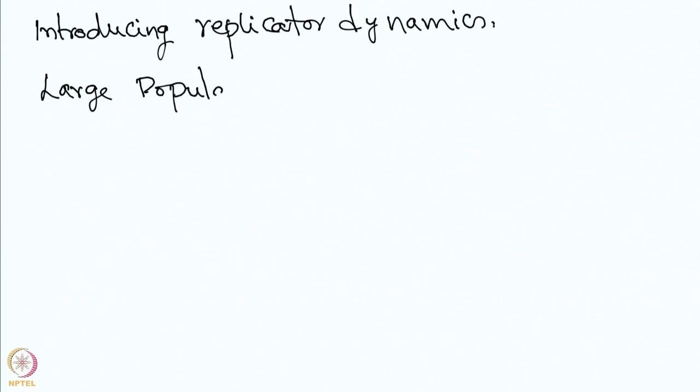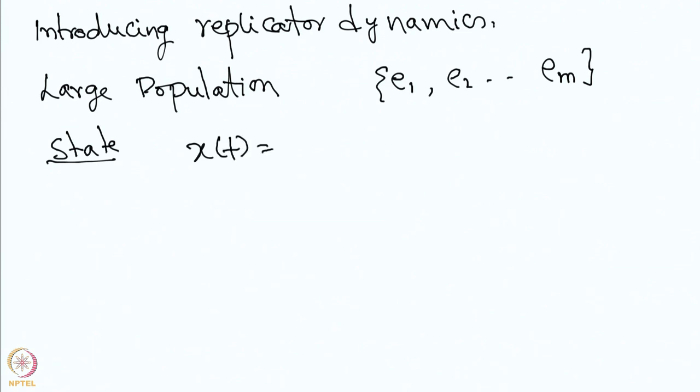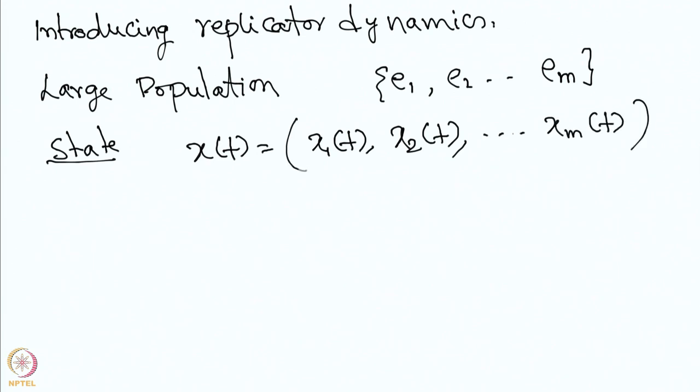We consider a large population playing these pure strategies E1, E2, up to EM. These are the M pure strategies, and the people in the population are playing one of these pure strategies. Let us assume the population state is x(t), which is nothing but x1(t), x2(t), up to xM(t). Remember x1(t) is the fraction of the population playing E1, x2 is the fraction playing E2, xM is the fraction playing EM. So x(t) is the state of the population.